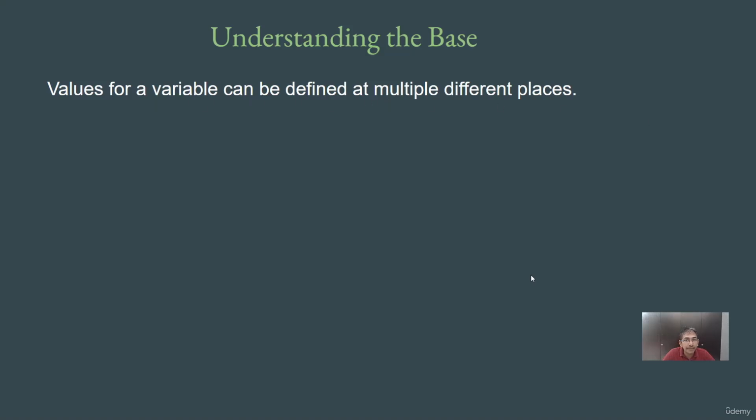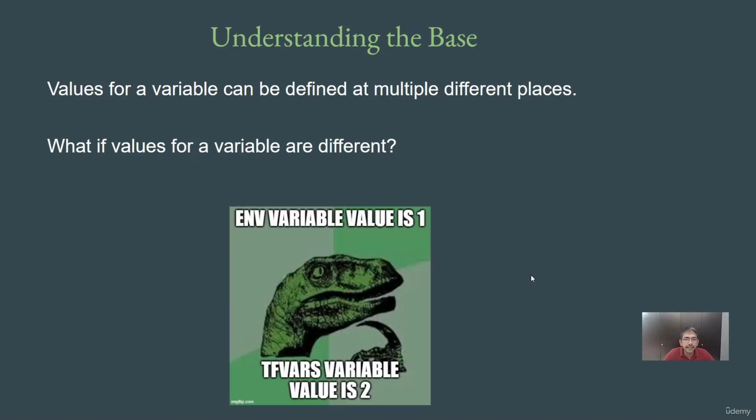Now, when a value can be added at multiple places, the question that comes is, what if the values for variables are different in different places? Alright, this is a very important part to understand. For example, let's say that in the environment variable, the value associated with one of the variables is 1. But in the tfvars file, the value associated with the same variable is 2. So now you have completely opposite values added in different places. So now the question that comes is, what value will Terraform take? Will Terraform take the value as 1 for a specific undefined variable, or will it take the value of 2? So this is what we are going to study in today's video.